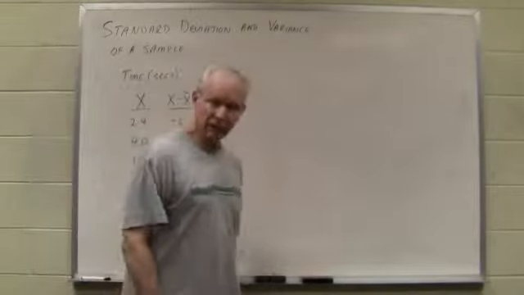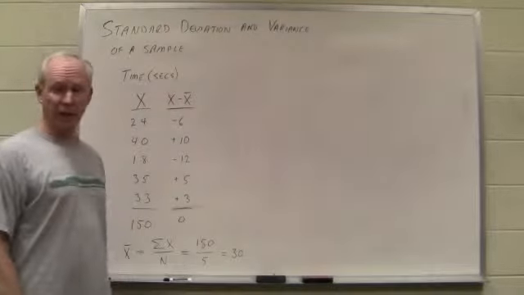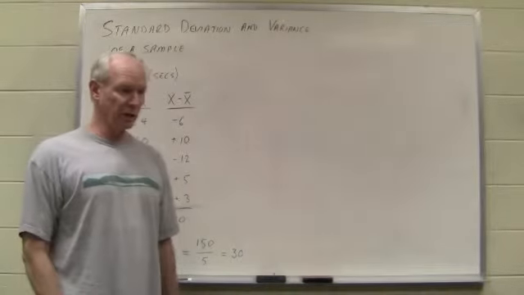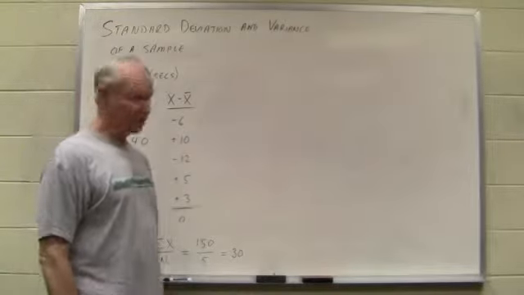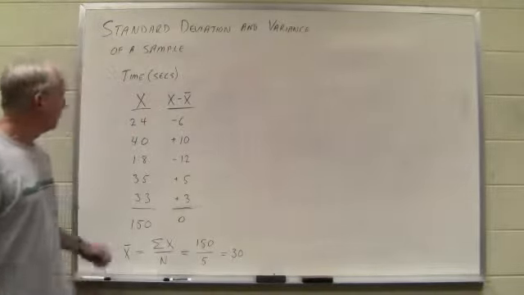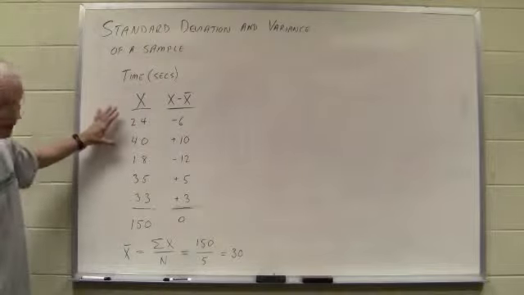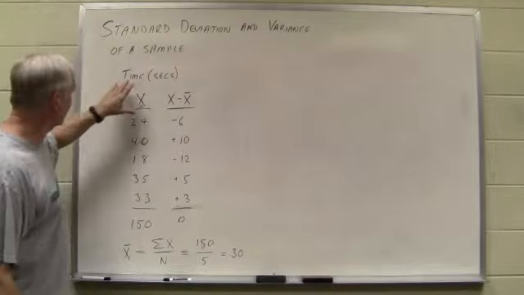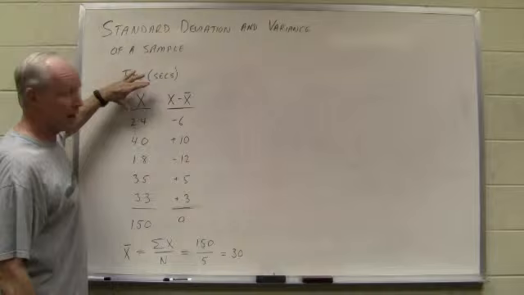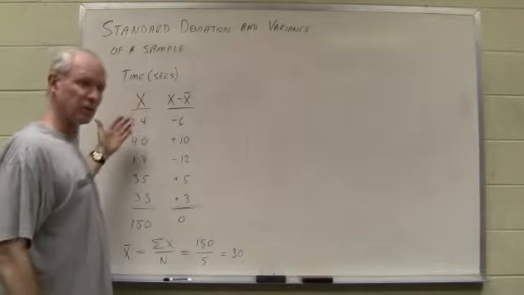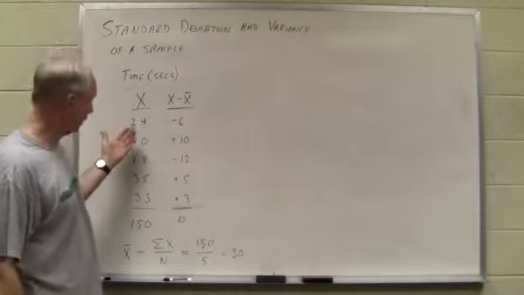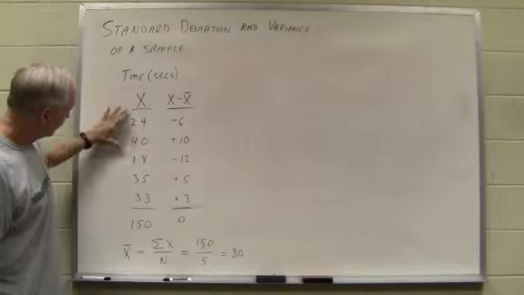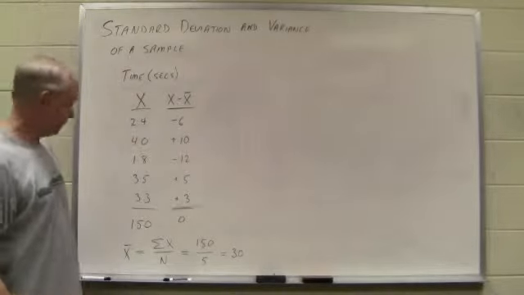Hello folks. In this module we're going to talk about the standard deviation and the variance of a sample. Just a quick review of what we did in class. I have already taken a very small sample of scores. These are supposed to be times. For example, how much time it took for each subject in an experiment to solve a problem, let's say, in seconds. So we've got only 5 of them.